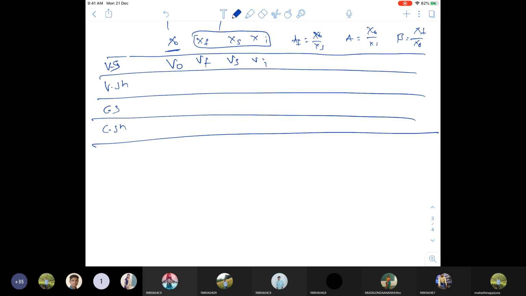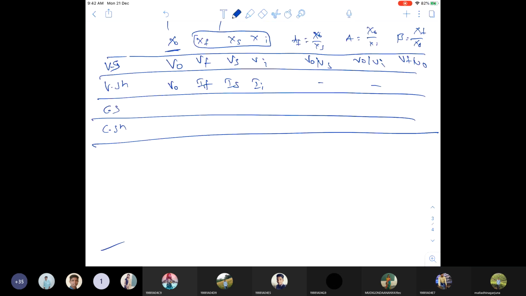For the voltage series feedback amplifier, output is voltage, input is also voltage, and Af is equal to V naught by Vs, and this is V naught by Vi, and this is Vf by V naught. For the voltage shunt feedback amplifier, what is the output? Output is V naught. Input is current, Is.